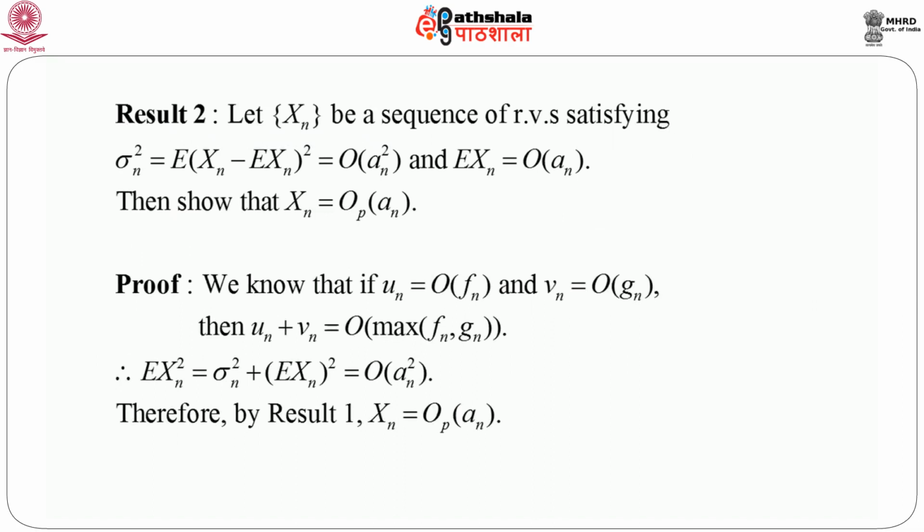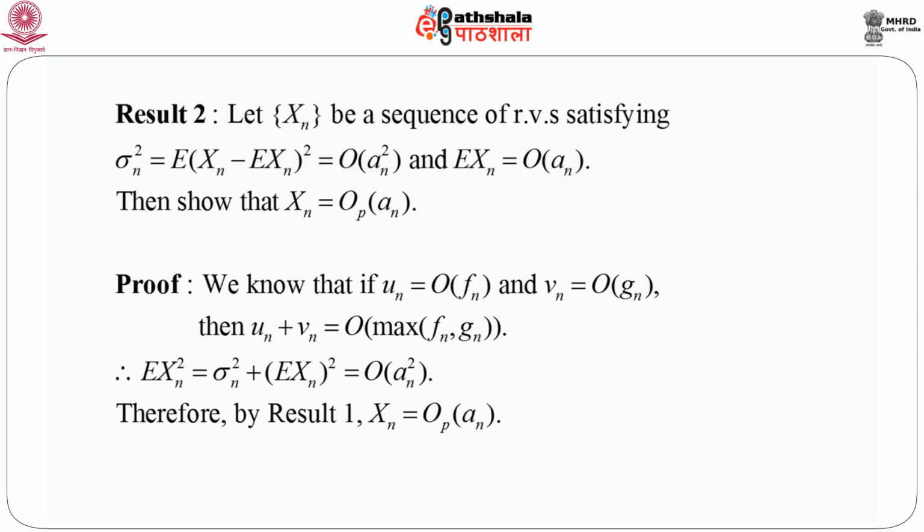The second result is of a similar kind, which involves the variance of a sequence of random variables. Let us state this formally. Suppose Xn is a sequence of random variables that satisfies sigma n square, equal to expectation of Xn minus expectation of Xn whole square, equals big O of An square, and expectation of Xn equals big O of An. Then show that Xn, the sequence of random variables itself, equals big O_p of An.